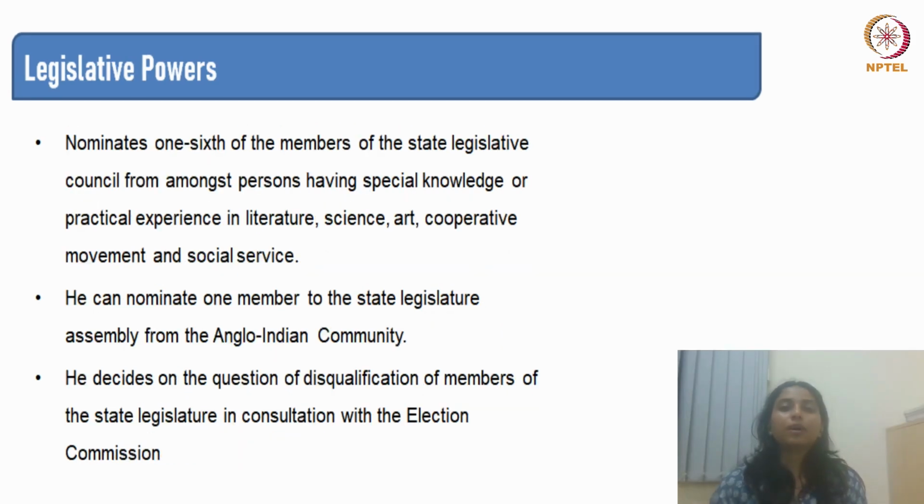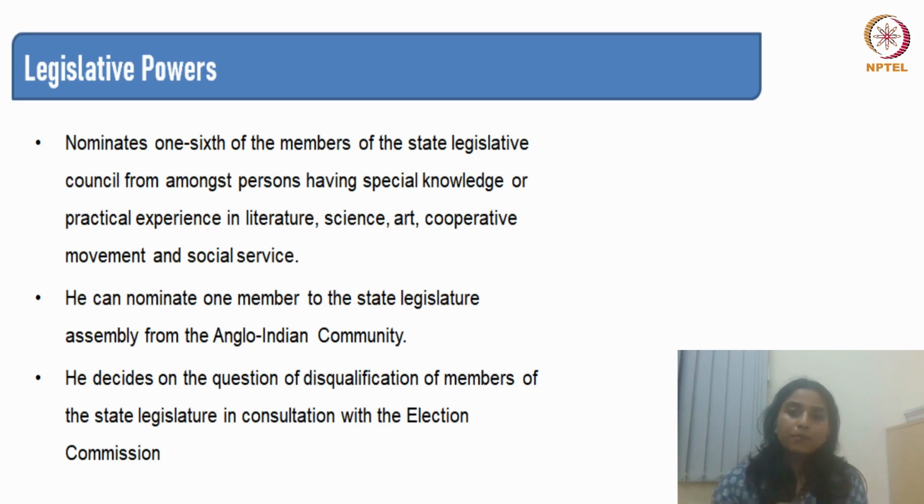Continuing with the legislative powers of the governor. As you must have studied in the Union Executive, the president has the power to nominate 12 members to the Rajya Sabha. These are members who have excelled in various fields such as arts, literature, sciences, etc. The governor of a state also has the power to nominate 1/6 members of the state legislative council. So, if the state legislative council has 60 members, 10 of those members will be nominated by the governor. The governor can also nominate one member to the state legislative assembly from the Anglo-Indian community.